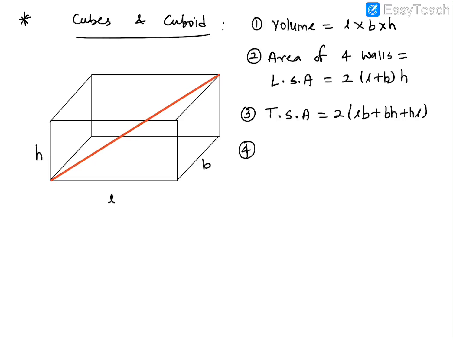Now what's the formula for the longest rod? I'll have to give it another name, guys. I'll name it as D. So the diagonal squared is equal to L squared plus B squared plus H squared. Okay, that's the longest diagonal. Clear? So this was about the cuboid. Whatever you've learned here is all about the cuboid. You can write down these formulas in your notebook.